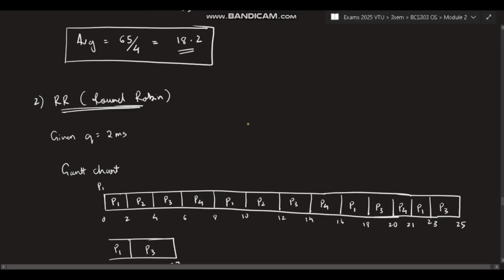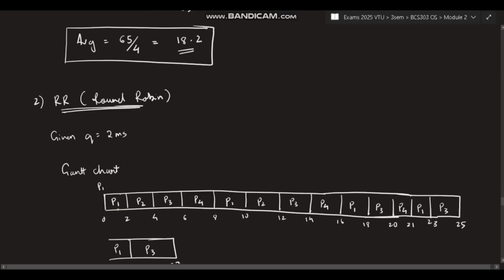Okay, now P1 came at the 0th second, right? So P1 started executing at this point only, and it will run for 2 seconds and then it will stop, and then P2 will start running. P2 came at 1 millisecond, right? So when P1 was running, P2 had already come here. Then P3 also came, then P4 also came, but they had not started executing. Okay, they will start executing according to the order.